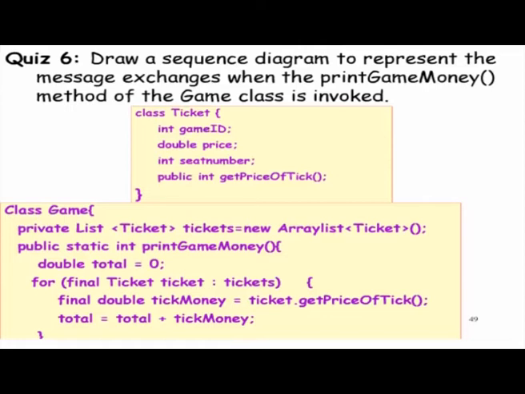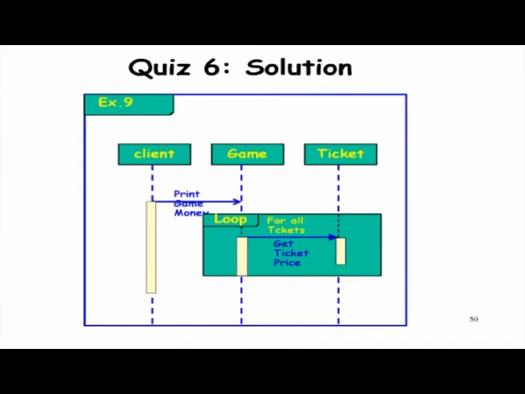As you can see here, once it is called, it loops here. So there is a looping here, and then it calls ticket.getPrice. So it invokes the get price of ticket on the ticket class, and then computes the total. So if we represent it here, it would appear like this, that it loops for all tickets, it gets the price of the ticket.